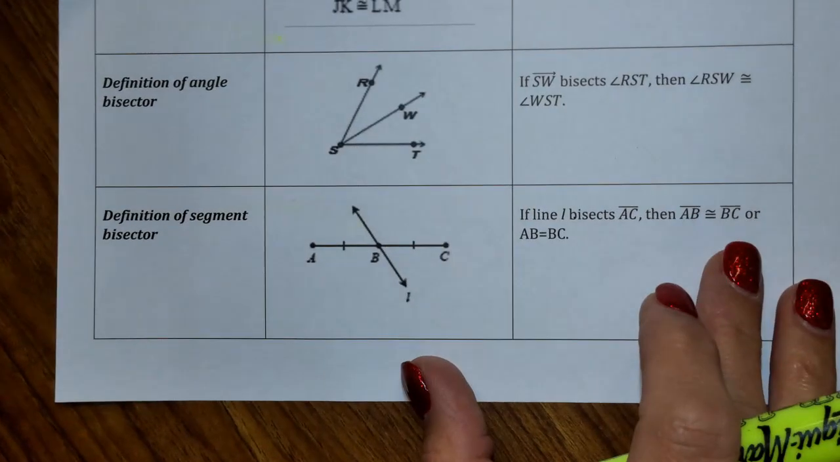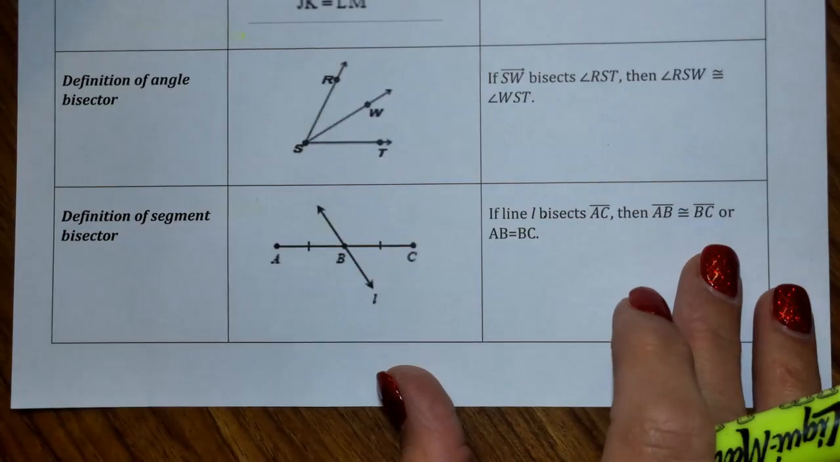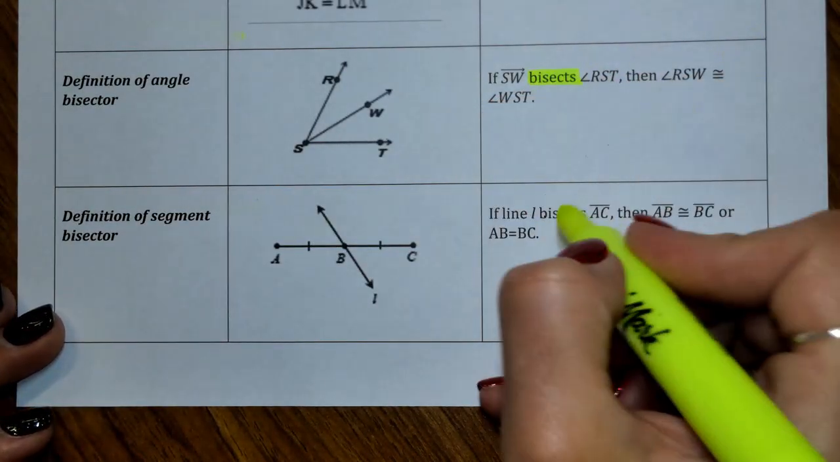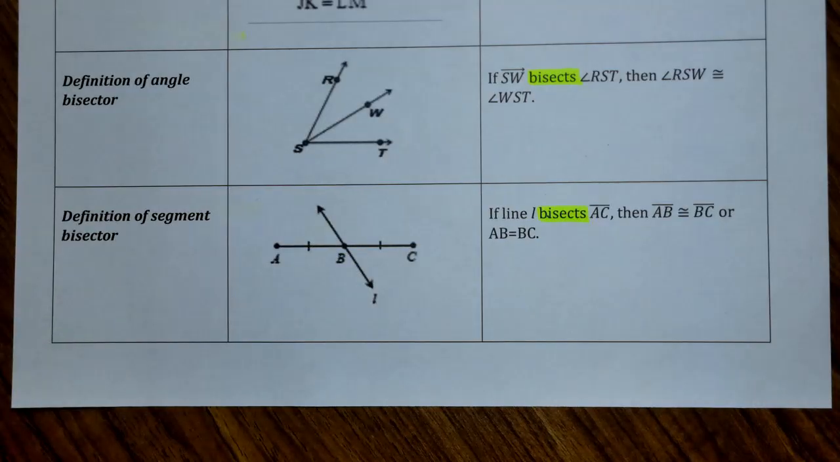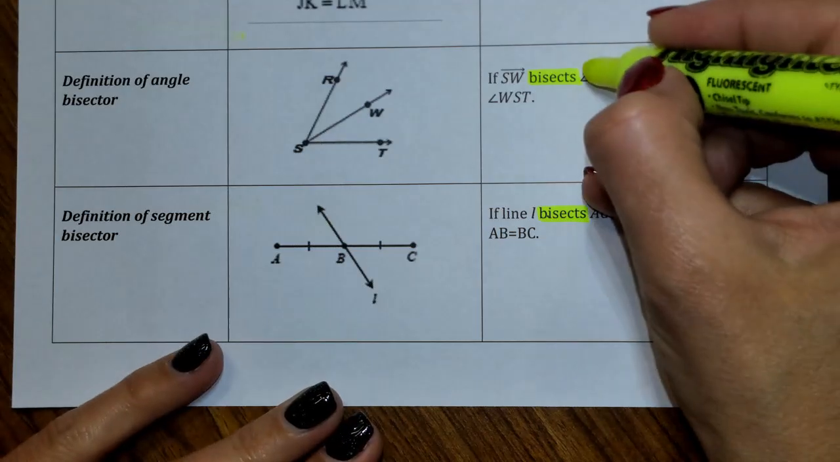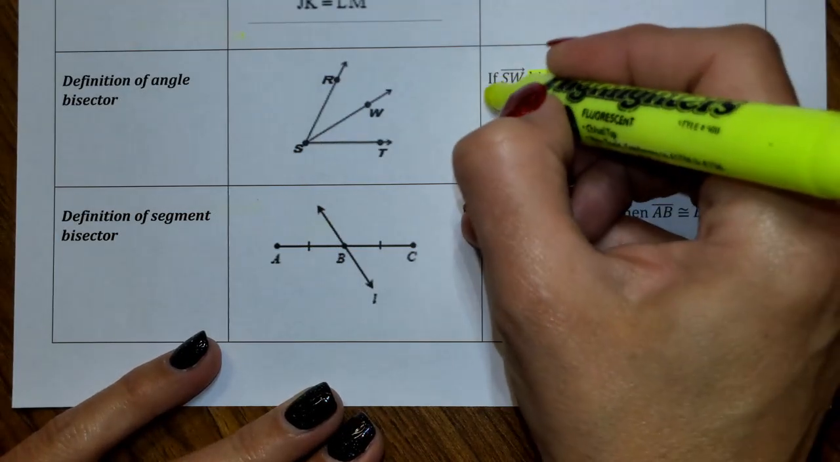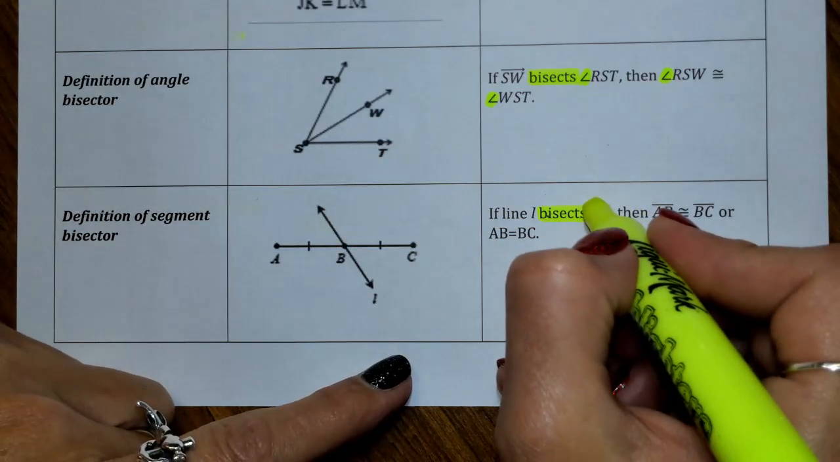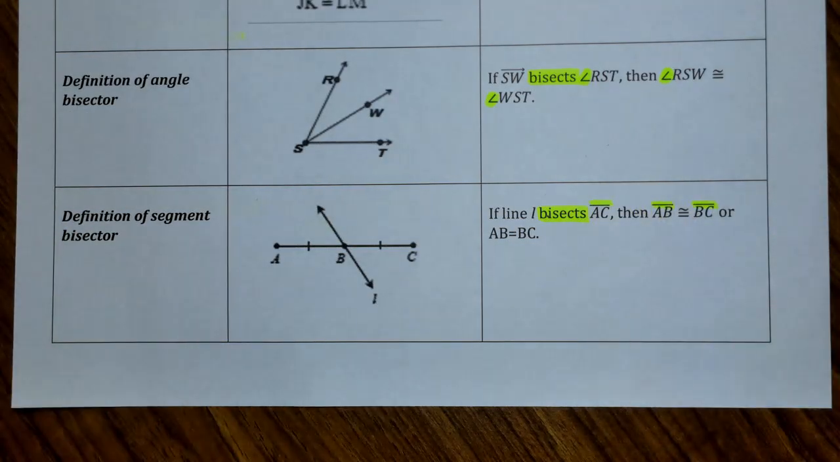The last two we're going to talk about are your definition of angle and segment bisectors. What you are looking for here is the word bisects for both of these. If you do not have the word bisect, it's not a bisector. Also, when you're seeing the word bisect, you don't just get to choose whether it's angle or segment. You need to look at the symbols. Okay, here we have angle symbols telling us angle bisector. The next one we're seeing segment symbols. So these are segment bisector.